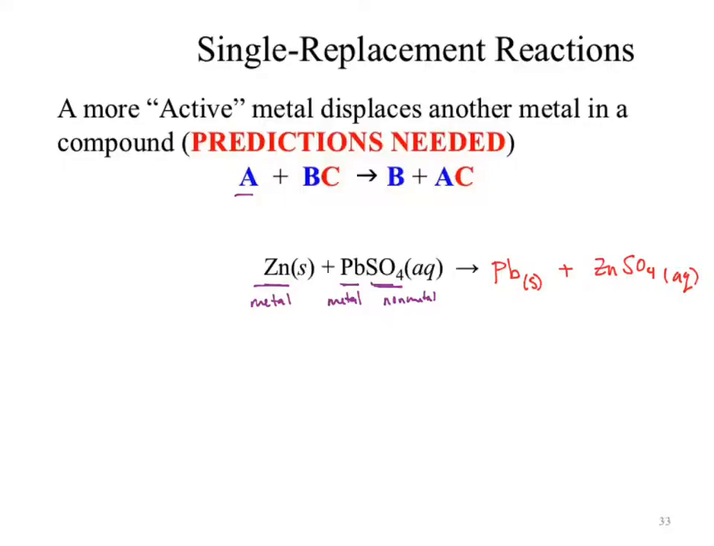Did we predict our products correctly? What is the formula for lead? Pb. I wasn't trying to be tricky. That's the formula for lead. What is the formula for zinc sulfate? That one's a little bit trickier. I have to make sure the charges balance out. What is the charge on zinc? A +2, and the charge on sulfate, -2. Is that formula correct? Yes.